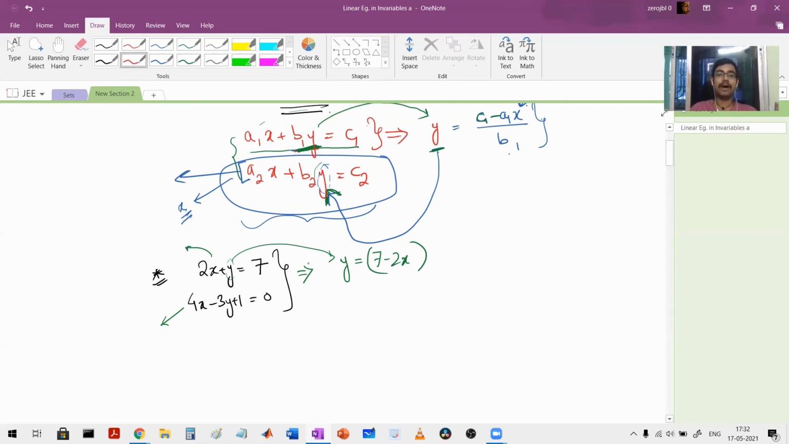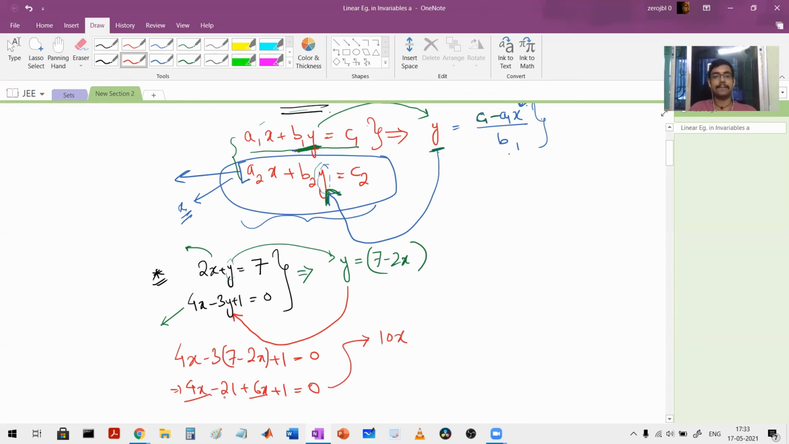Now put this value of y here. So it is 4x minus 3 into (7 minus 2x) plus 1 is equal to 0. That becomes 4x minus 21 plus 6x plus 1 is equal to 0. Yes, this is called substitution. You are substituting the value of a variable into another equation to make it a single-variable equation. So if you solve this, this will become 10x minus 21 plus 1, which is minus 20, is equal to 0. So x will be 2.